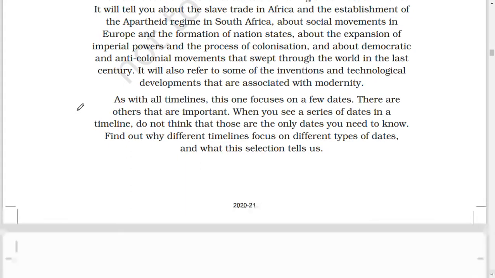As with all timelines, this one focuses on a few dates. There are others that are important. When you see a series of dates in a timeline, do not think that those are the only dates you need to know. Find out why different timelines focus on different types of dates and what this selection tells us.